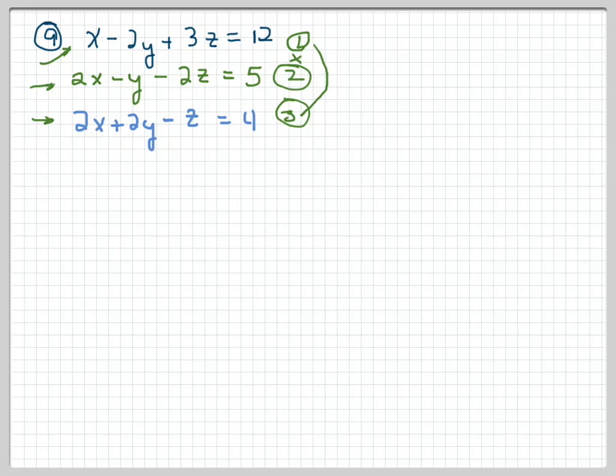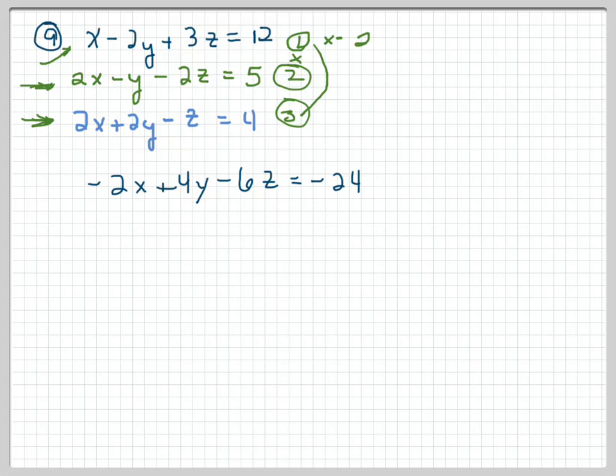And the nice thing is, if you notice, both equation 2 and 3 have a 2x in front of them. So I'm going to use equation 1, and I'm going to take it times negative 2. And that equation is going to become, in this kind of dark blue, negative 2x plus 4y minus 6z equals, and that's a 12 up there, so it's going to be negative 24.